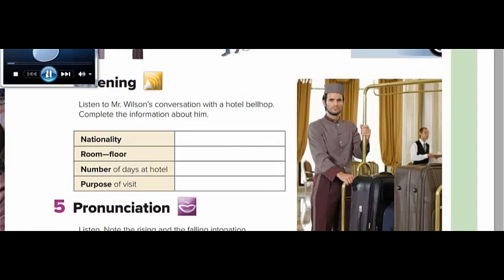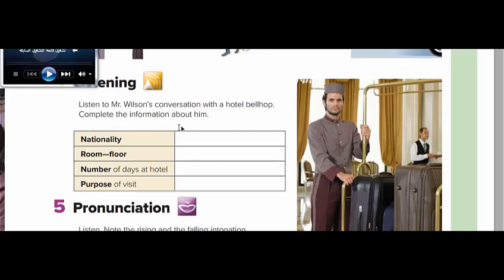Page 5, 4, listening. Listen to Mr. Wilson's conversation with a hotel bellhop. Complete the information about him. Good morning, sir. Let me take your suitcase. Oh, thank you. Welcome to the hotel. Is this your first time here? Yes, it's my first visit to America. Where are you from? I'm from the UK. Portsmouth. Are you here on vacation? No, I'm here for a one-day meeting. Please check in here. What's your room number, sir? 905. That's on the 9th floor. Don't worry about your suitcase. I'll bring it right up. Thank you.